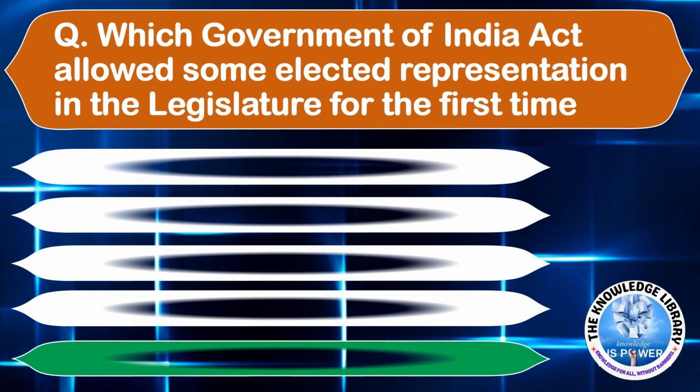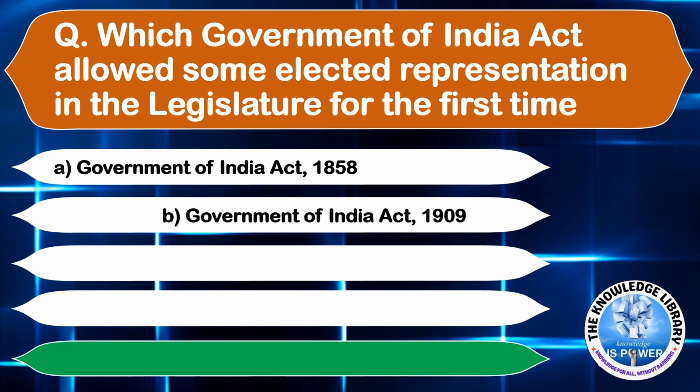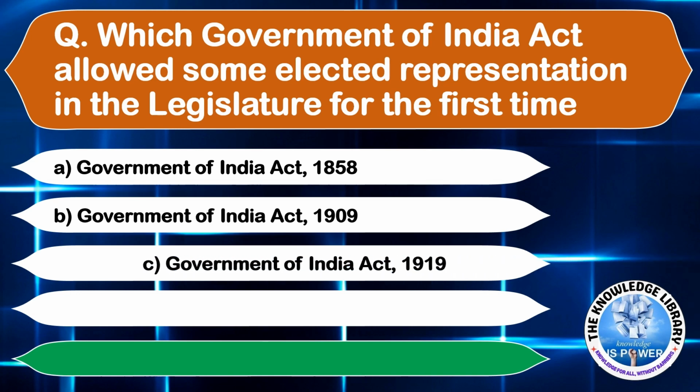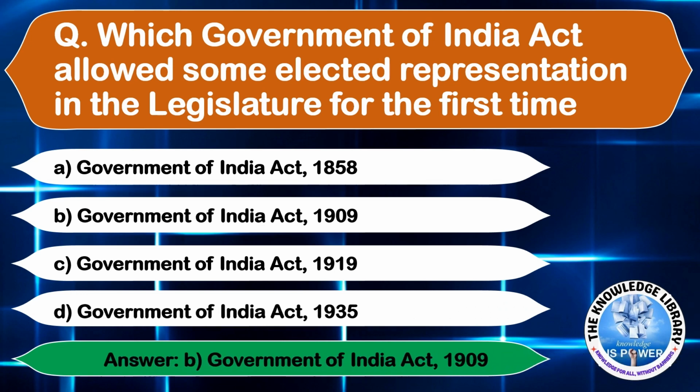Which Government of India Act allowed some elected representation in the legislature for the first time? Option A Government of India Act 1858, option B Government of India Act 1909, option C Government of India Act 1919, and option D Government of India Act 1935. The correct answer is option B Government of India Act 1909.